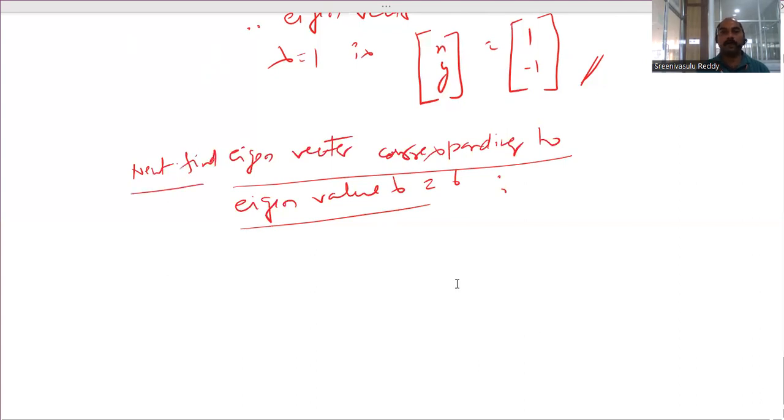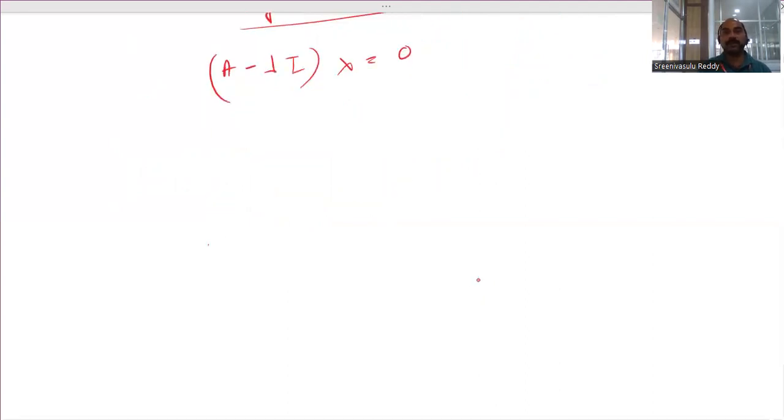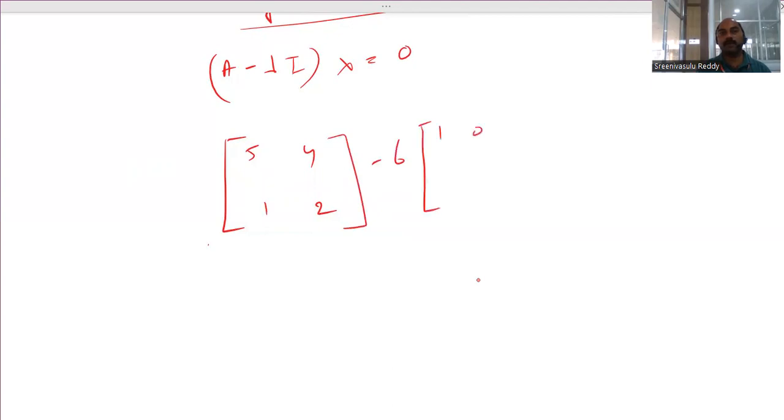Okay, lambda equal to 6. As routine procedure, (A minus lambda I) times x equal to 0. 0 means the 0 matrix. A means 5, 4, 2, 1. Lambda means 6. I means 1, 0, 0, 1. Times x means x, y equal to 0, 0.